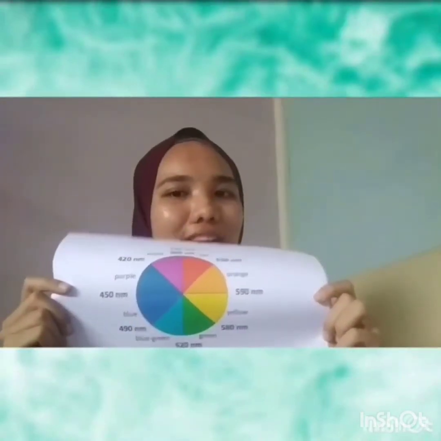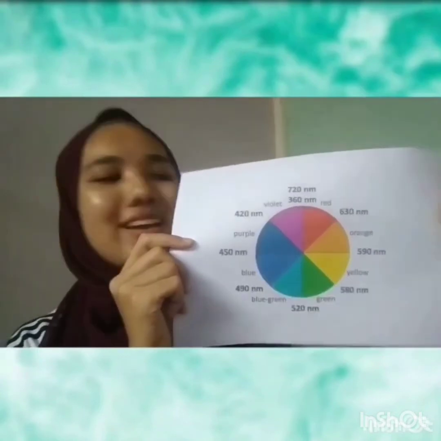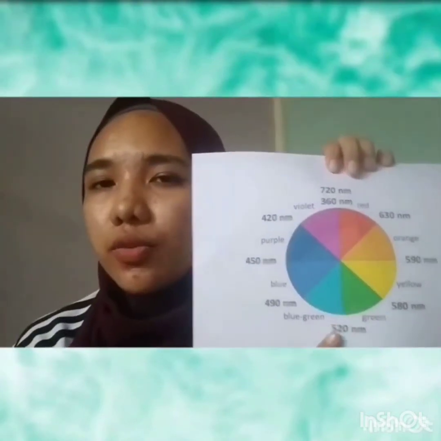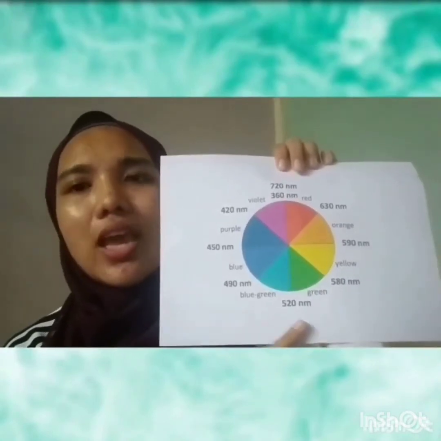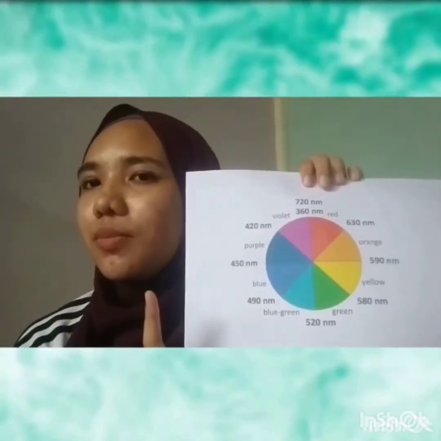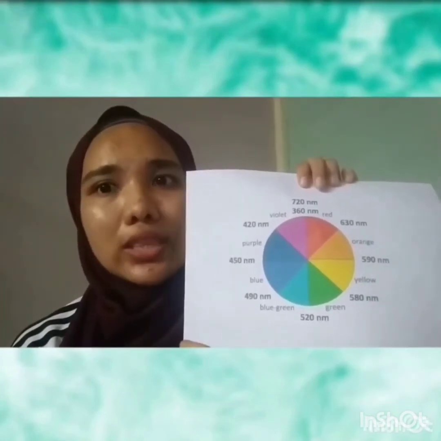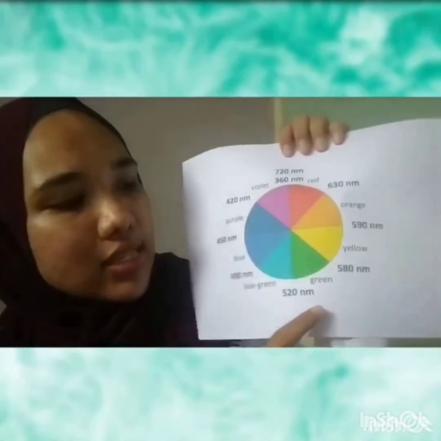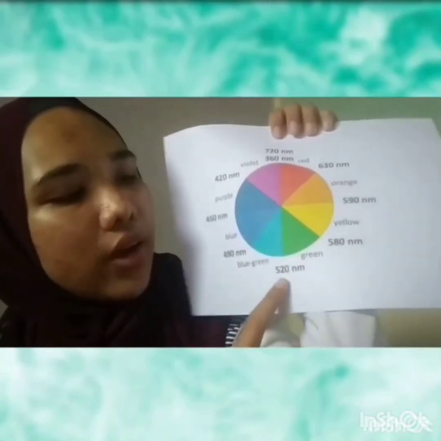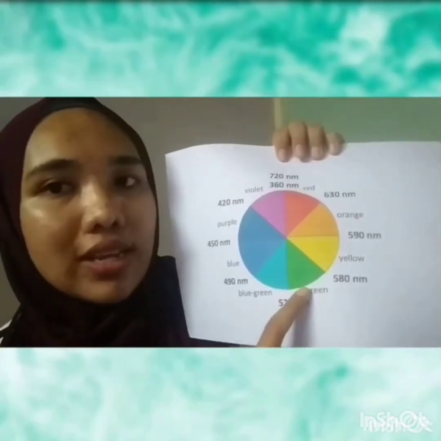Ta-da! Okay, so what is the use of this colorful chart? The colorful chart is used to determine the origin color of our soft drink. Based on the result, the maximum wavelength of our soft drink is 520 nanometer, right? So when we look at this colorful chart, 520 nanometer is at the middle of green and blue.